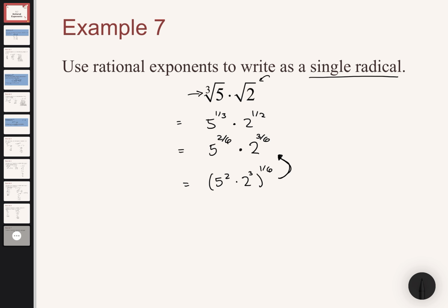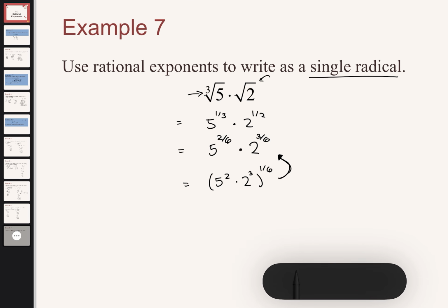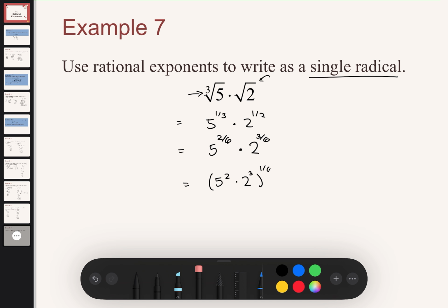So up here, I had two completely different roots. My process from here to here was, okay, I know my denominators have something to do with roots, with radical signs. So how could I rewrite these with the same denominator? 3 and 2, I could both rewrite those with a denominator of 6. And then 2/6 is the same as 2 times 1/6. 3/6 is the same as 3 times 1/6.